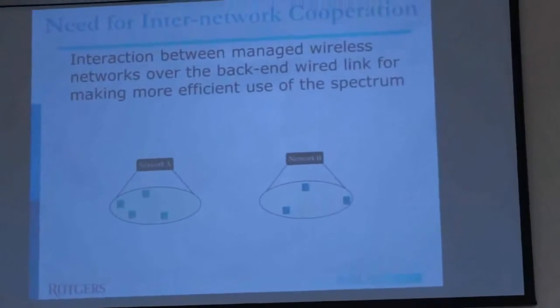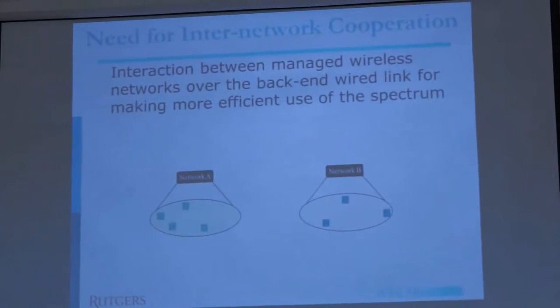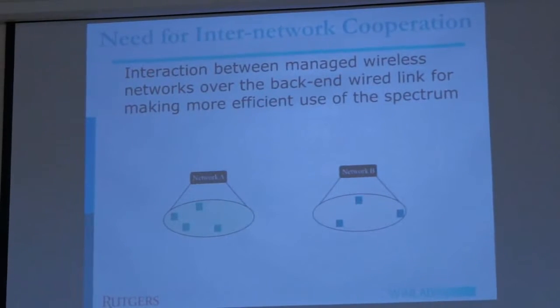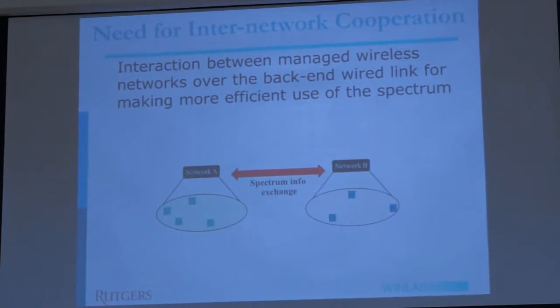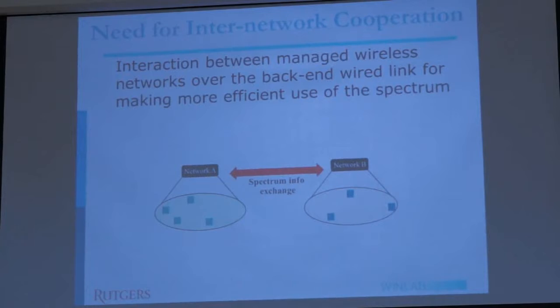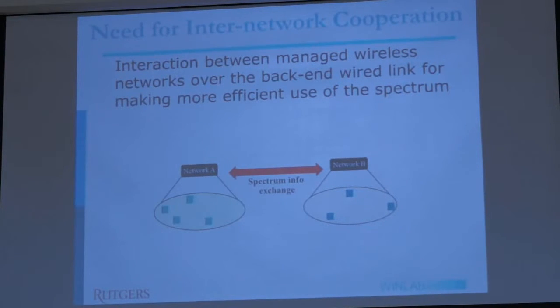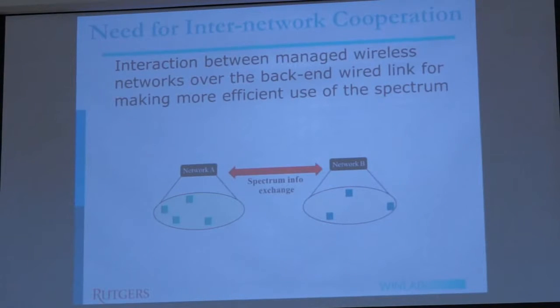So let's assume we have two networks, network A and network B. Of course, my favorite example is Starbucks and McDonald's next to each other. Each is operated by a different Wi-Fi network provider. They don't coordinate, so how can we make them coordinate? The obvious solution is to try to do a spectrum exchange, meaning one system will declare to the other what it's doing, the other will respond with its own declaration, and hopefully the two of them can coordinate their use of spectrum.